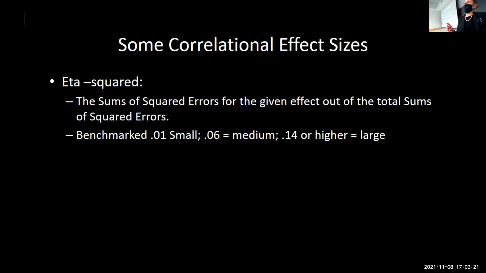The last one I'll tell you about is one that SPSS will spit out for you. It's called the eta squared. The eta squared is about the sums of squared errors. So remember, we're always in model comparisons mode, so it's how much of the error you've decreased in your model. So we're looking at the sums of squared errors for the effect out of the total of the sums of squared errors in your model. And they typically benchmark it like this.